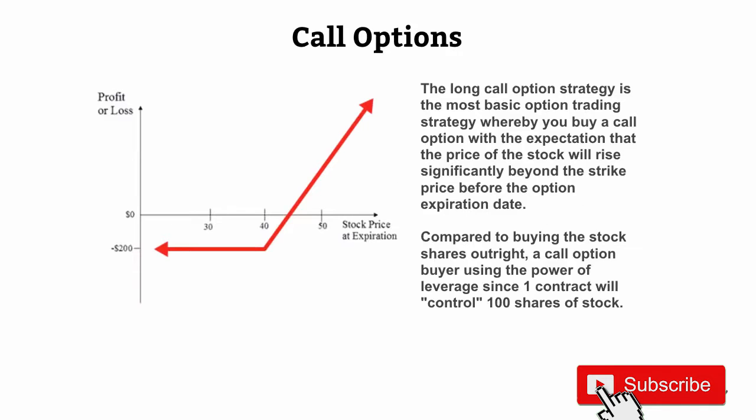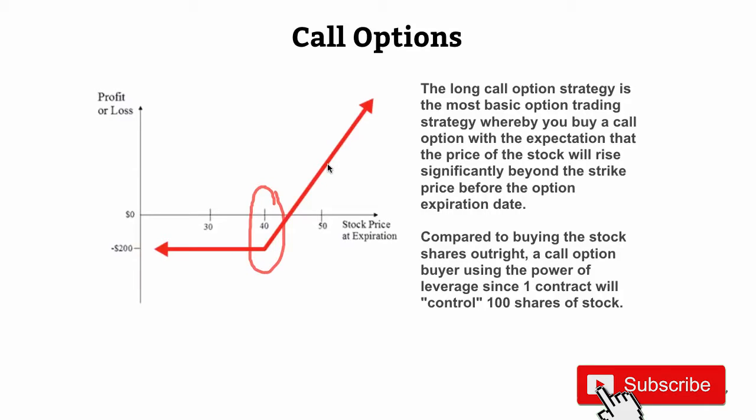All right, so the first thing that we're going to do is look at an example of a call option. Now, a long call option strategy is the most basic trading strategy, whereby you go out and buy a call option with the expectation that the price of the stock will rise significantly beyond the strike price before the expiration date. The example we have here is buying a 40 strike call option. So this is where the payoff diagram pivots and moves higher.